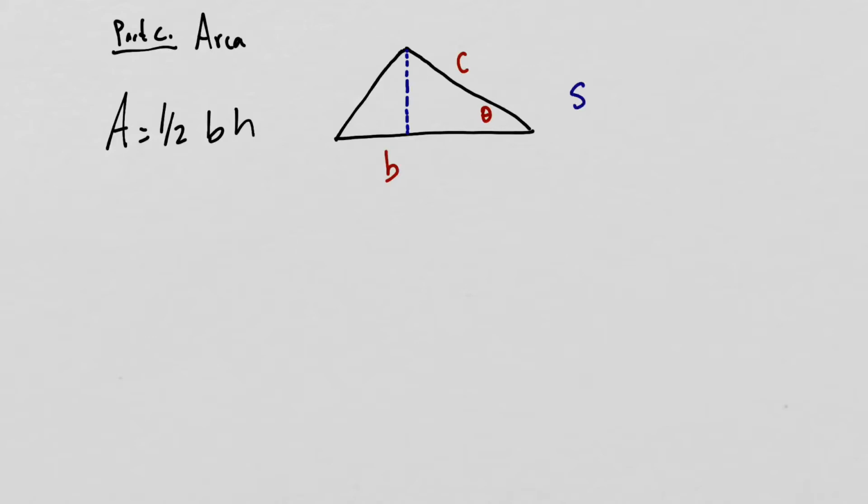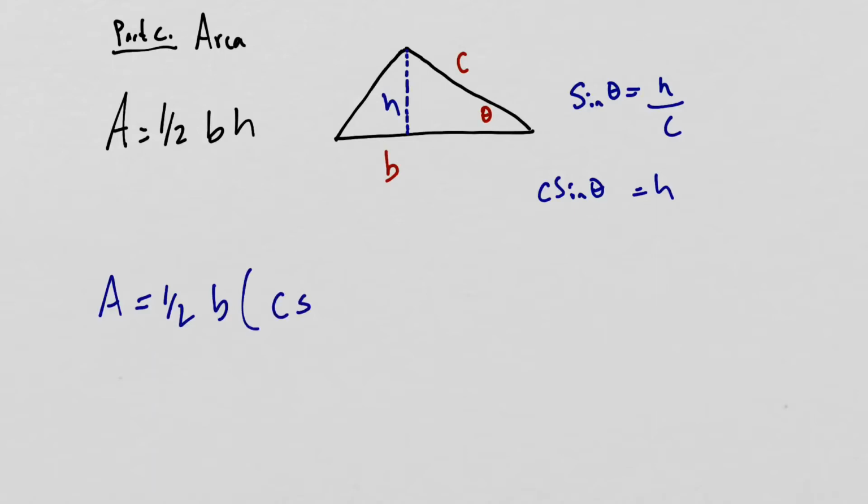Then we know that sine theta is going to be equal to h divided by c, which means that the height is going to be equal to c times sine theta. Replacing this in our area equation for a triangle, we get that this is going to be 1/2 the base times c times sine theta.